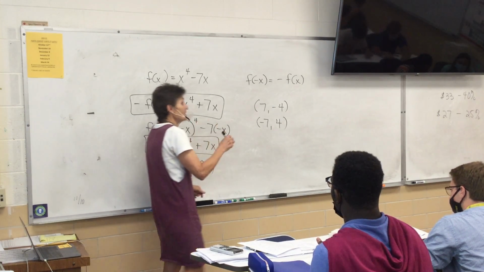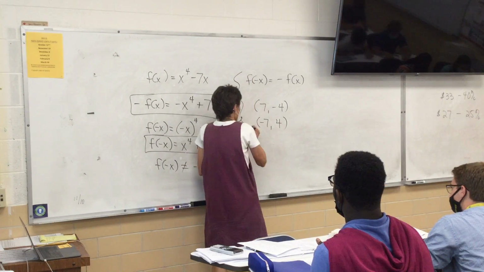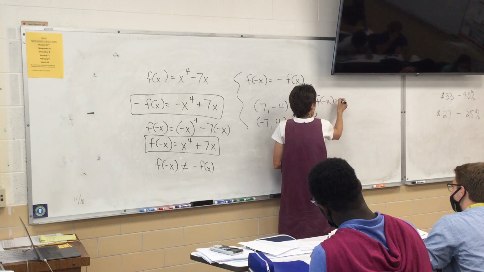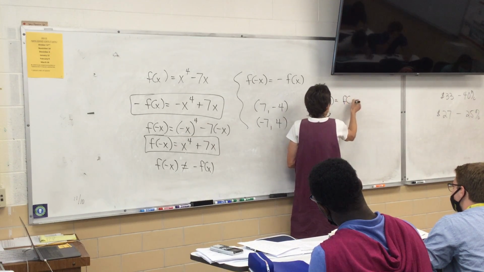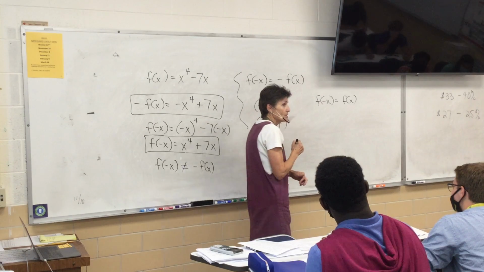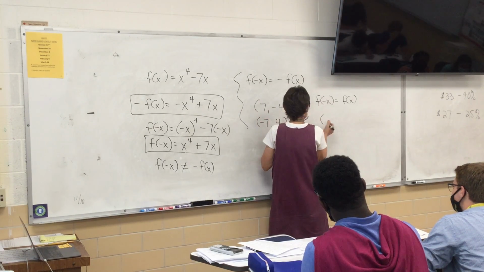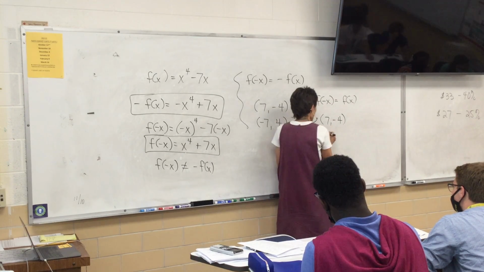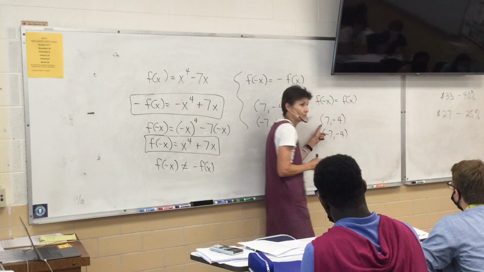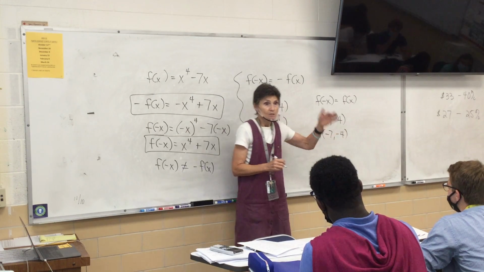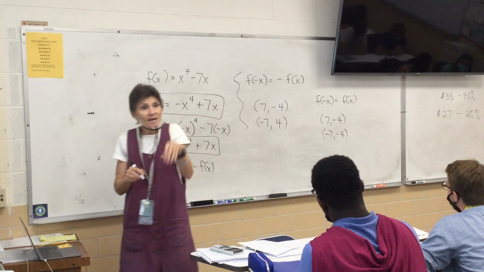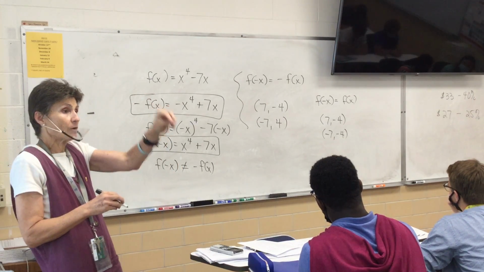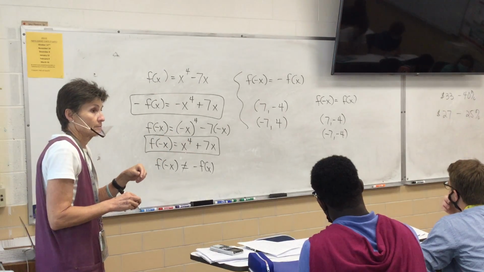Now, this is all odd here. Even means that if you put in a negative, it doesn't matter. So in other words, back to this example, if 7 gives you -4, then -7 will also give you -4. So even means changing the sign on input does not alter output.